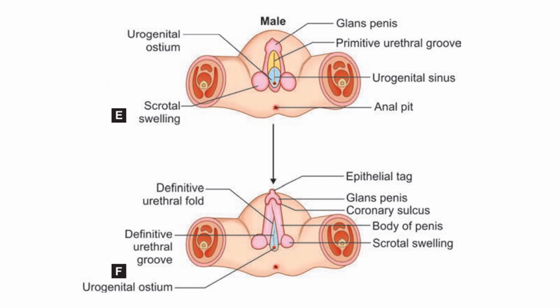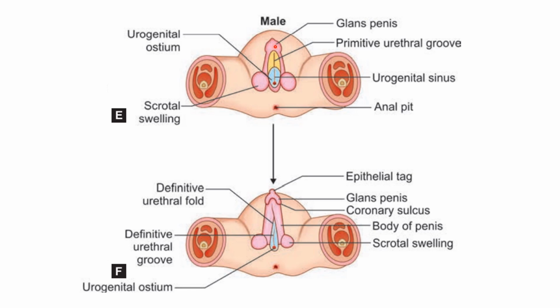Moving on to the development of male external genitalia. In the male, this genital tubercle will grow enormously to form the penis. As this genital tubercle grows, towards the tip of the penis there will be a sulcus. That sulcus will be known as the coronary sulcus, and because of the formation of this coronary sulcus, the tip will be differentiated to form the glans penis.